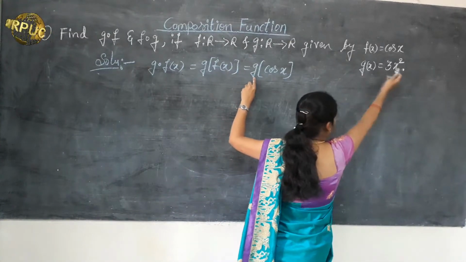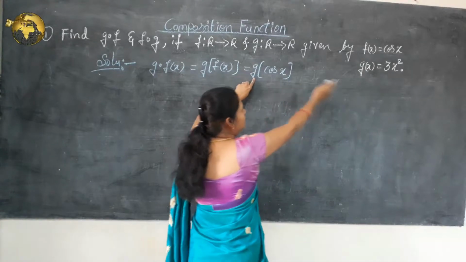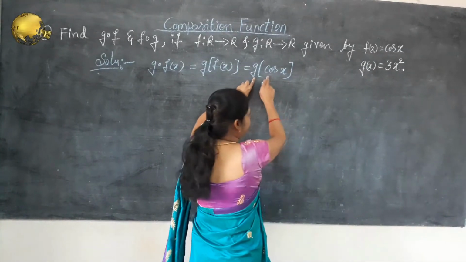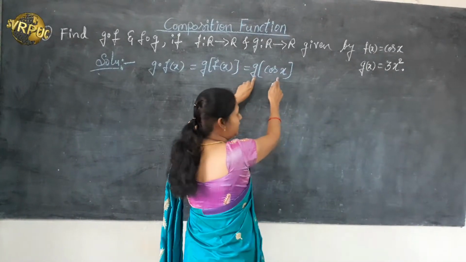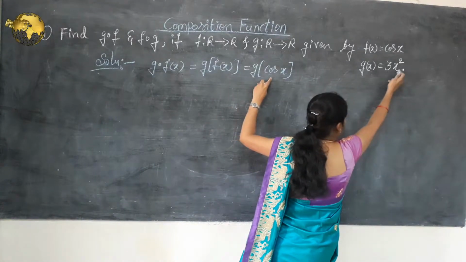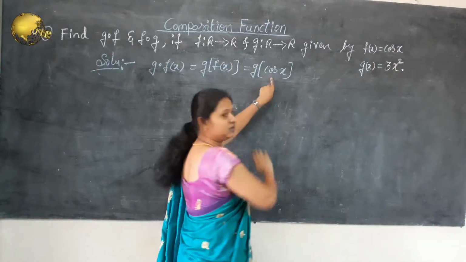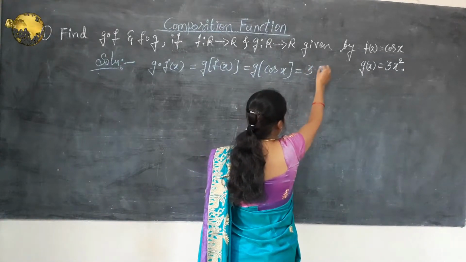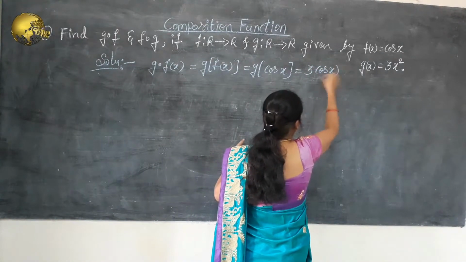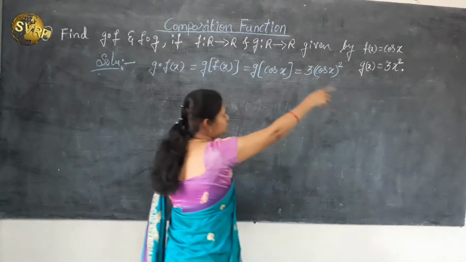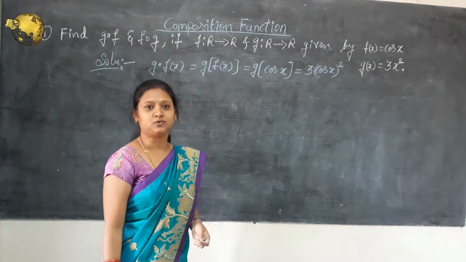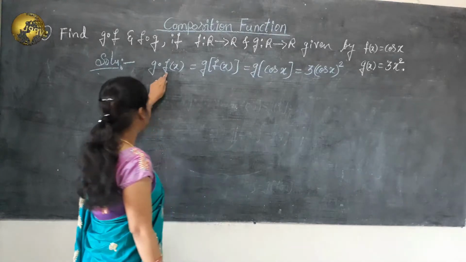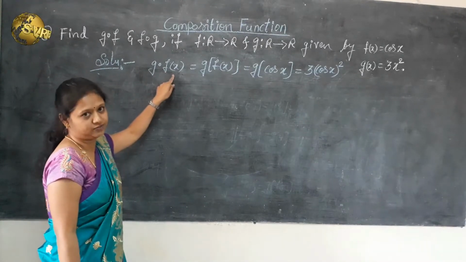g of x is defined as 3x square. So see the function and this term. In the place of x, we have cos x. So in the term also, in the place of x, we will write cos x. That's it. So this will be 3 cos x square. x is squared, so cos x will also be squared. So this is our g composition f of x function.